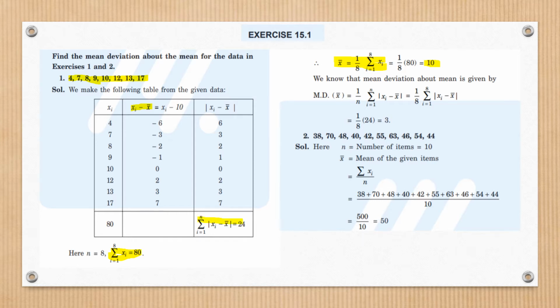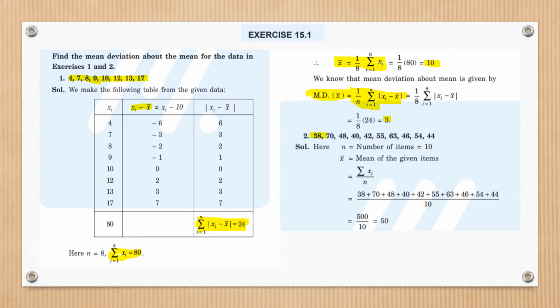Then I will take the sum of this column, the sum of xi minus x bar whole mod, right? So this turns out to be 24. Now mean deviation about mean is given by MD of x bar. The formula is 1 by n times summation xi minus x bar whole mod, so it is 1 by 8 times 24, and the answer is 3.